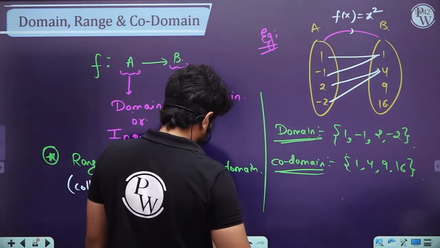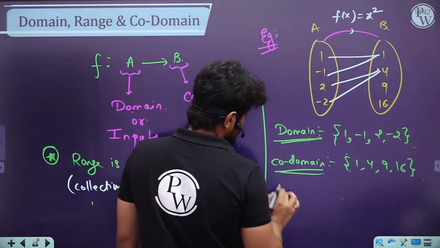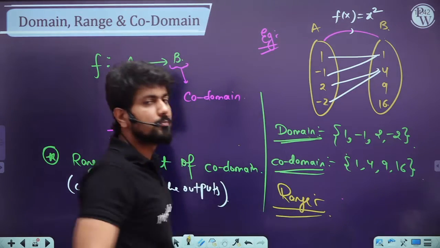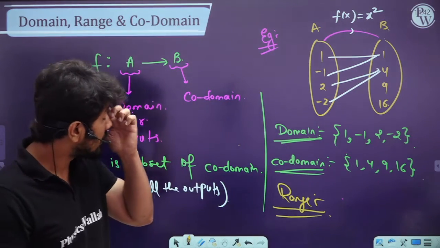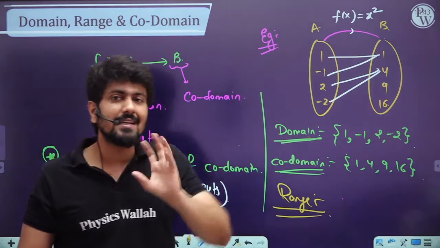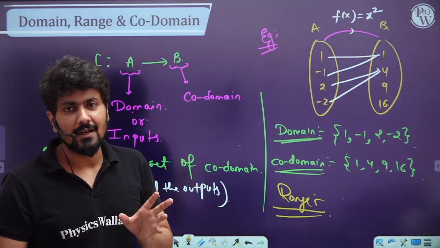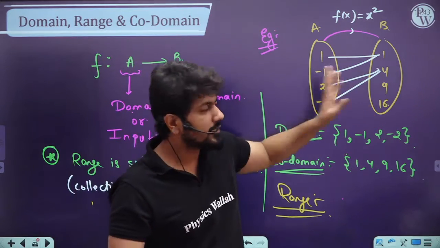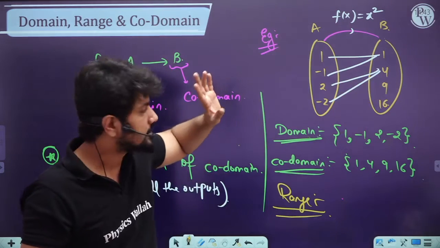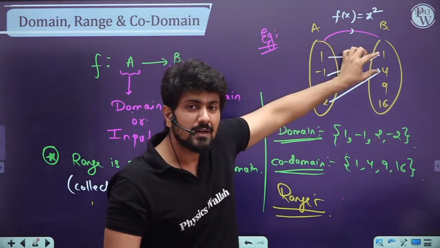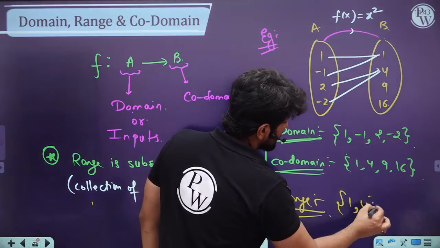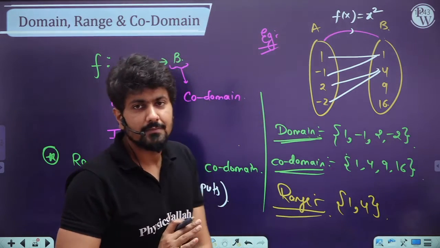But if I ask you what is range? Range is the collection of outputs. What are the outputs? Outputs are only 1 and 4. We are not getting 9 and 16 as outputs over here. These two elements are not in the outputs. So the collection of outputs is 1 and 4 only. This will be counted in range. As simple as that.